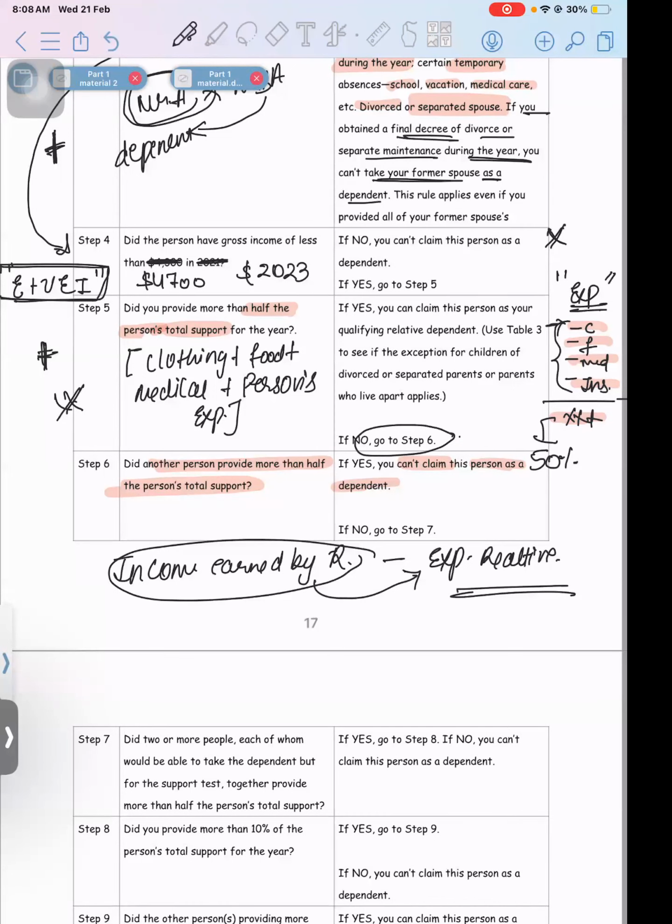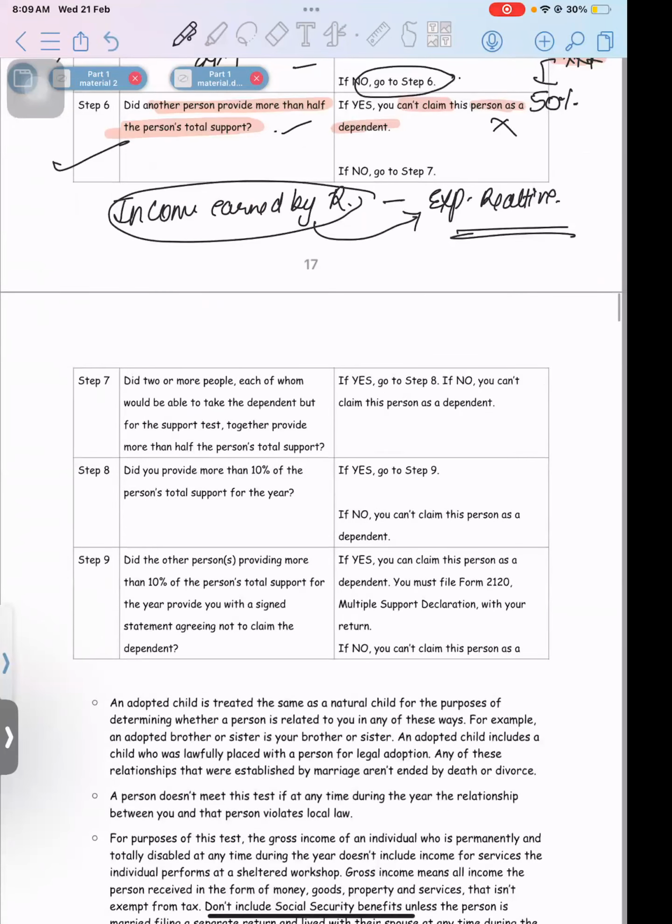And if the taxpayer is not providing and anyone else is providing, then he cannot be called a qualifying relative. Got it, guys? I hope now the things are clear a little bit. Let's say you are also not providing, and the other person is also not providing, then the next step is: did 2 or more people together provide the support for that child? If yes, then you need to check the multiple support arrangement.